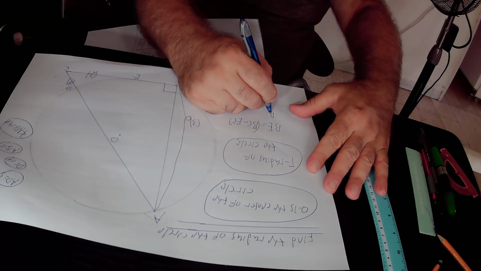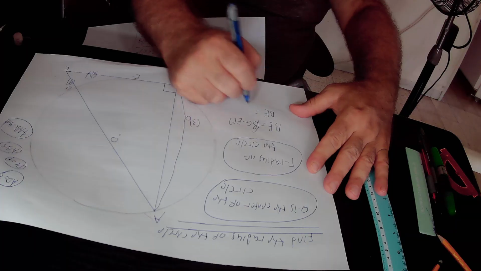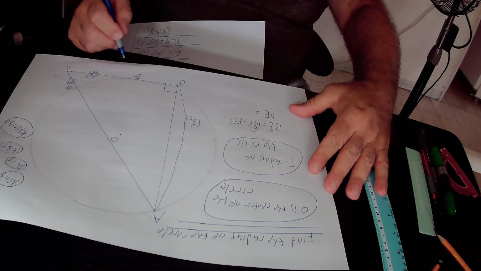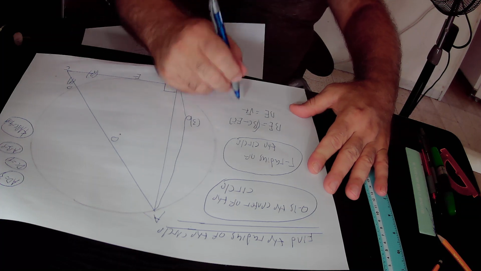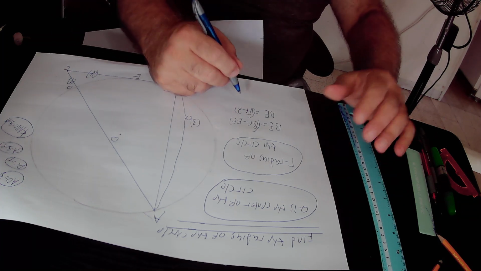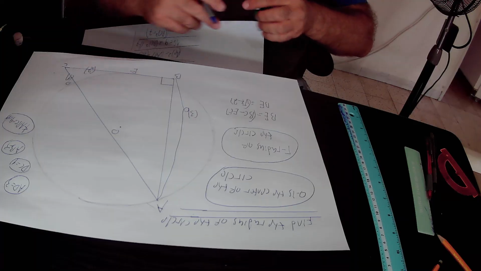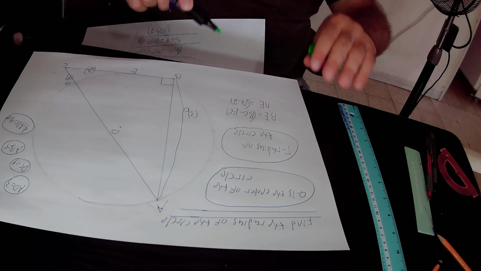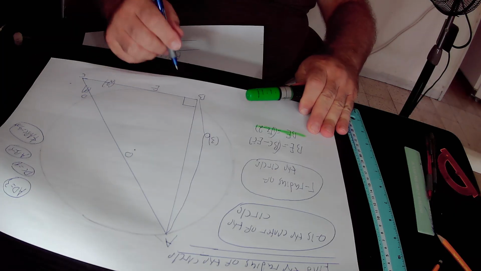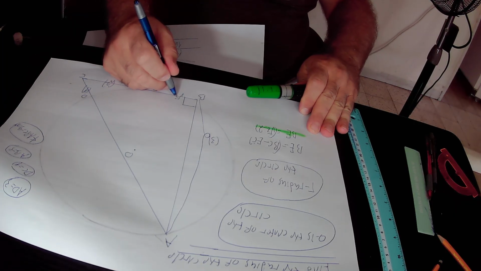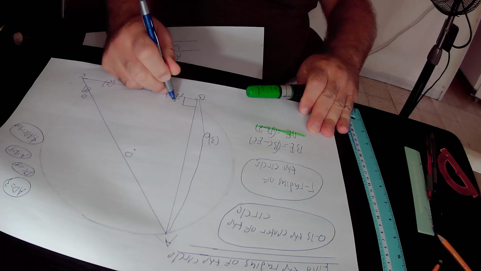So BE equals BC, which is square root of 7 units in its length, minus EC, which equals 2. So in total we found out that BE equals square root of 7 minus 2 units in its length. So it is known BE equals square root of 7 minus 2 units in its length.